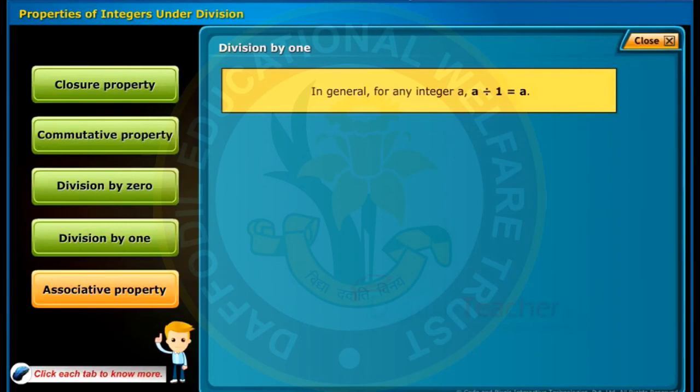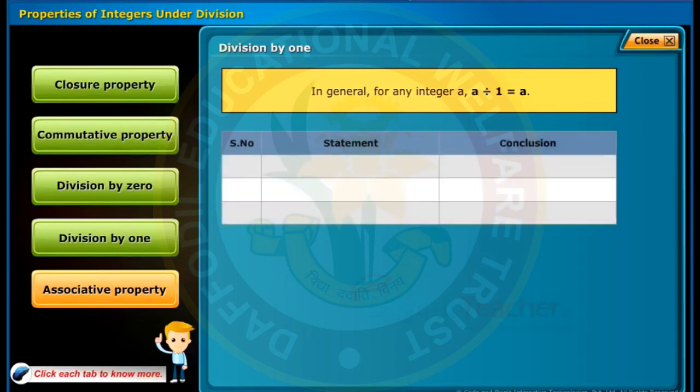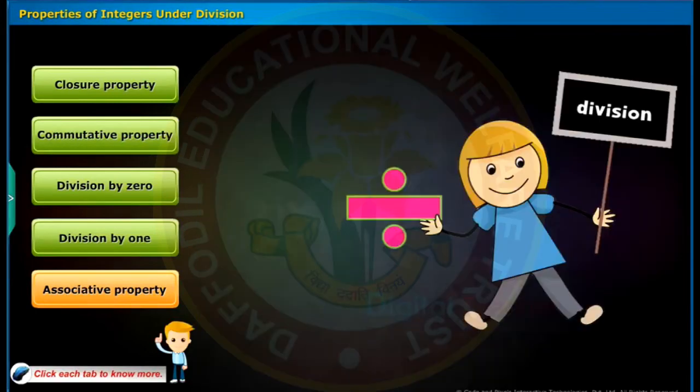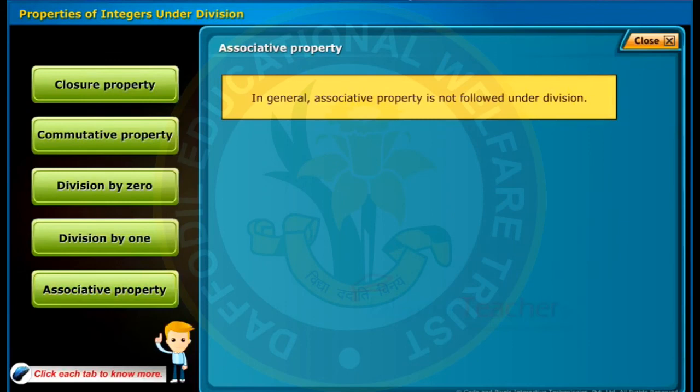Division by 1. In general, for any integer a, a by 1 is equal to a. For example, 2 by 1 is always 2, which concludes that a by 1 is equal to a. Similarly, the next two statements conclude the same. The above table shows this for any integer. In general, associative property is not followed under division.